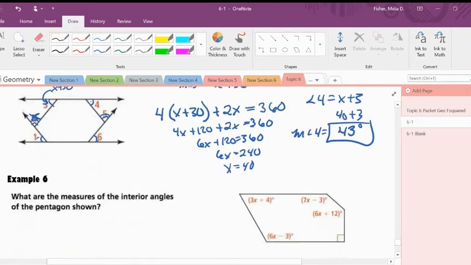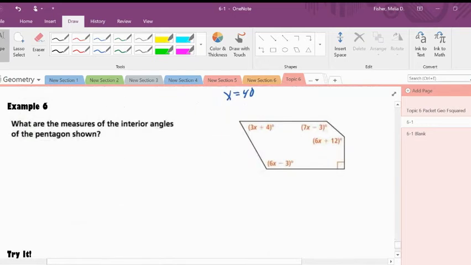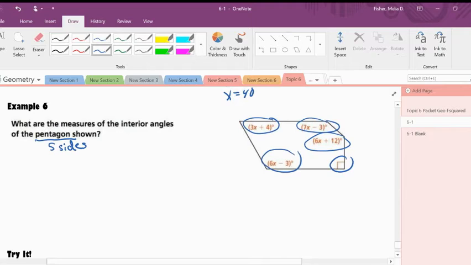I'm going to go ahead and roll right into example 6. What are the measures of the interior angles of the pentagon shown? Well, we know it's a pentagon, so that's 5 sides. And we know that the total of a 5-sided interior angles is 540. So that means that adding 1, 2, 3, 4, 5 angles together will equal 540.